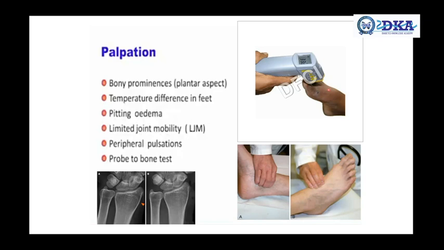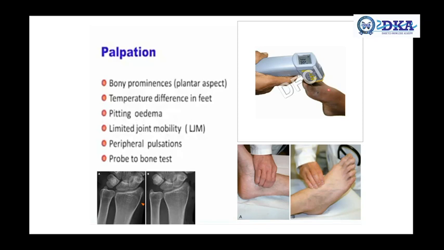bony prominences are more prone to callus formation, which in future may develop into osteomyelitis. And temperature difference has to be noted, to see whether the patient is having cellulitis or acute Charcot. In case of cellulitis, the patient will have high temperature, and acute Charcot also will have high temperature.